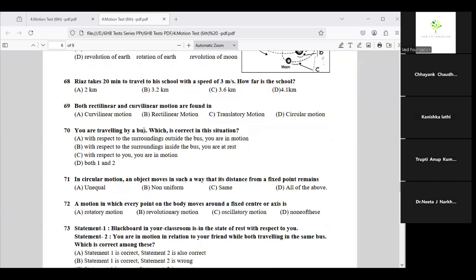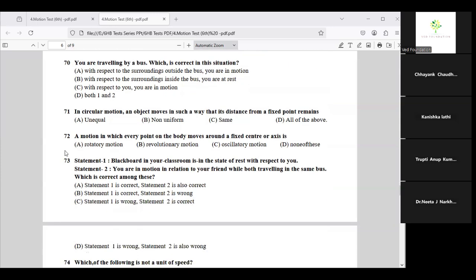70. You are traveling by bus. Which is correct in this situation? With respect to the surrounding outside the bus, you are in motion. With respect to the surrounding inside the bus, you are at rest. Both statements are correct. Let us check next. With respect to you are in motion. No, that is not correct. A and B are correct. So correct answer is option D, both 1 and 2.